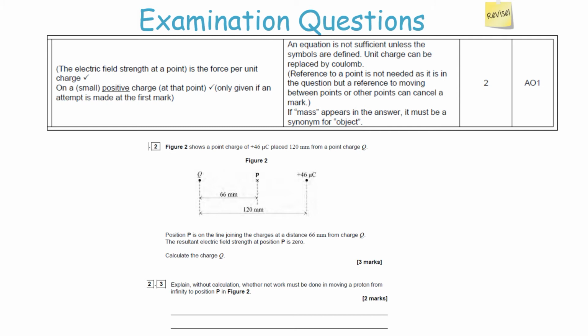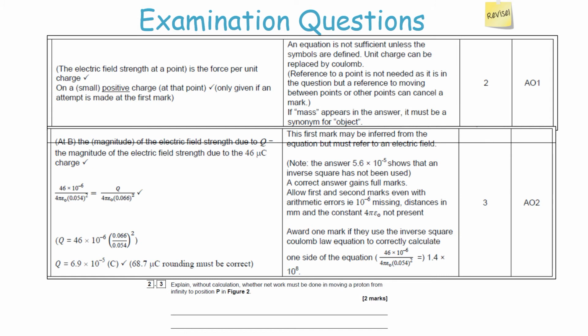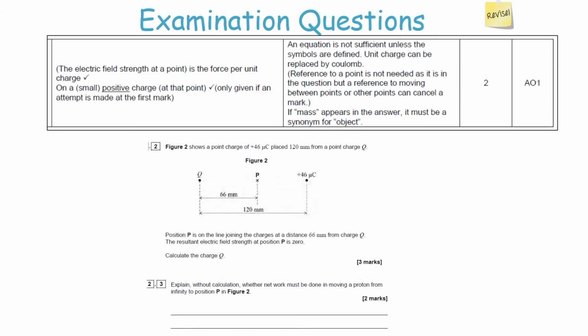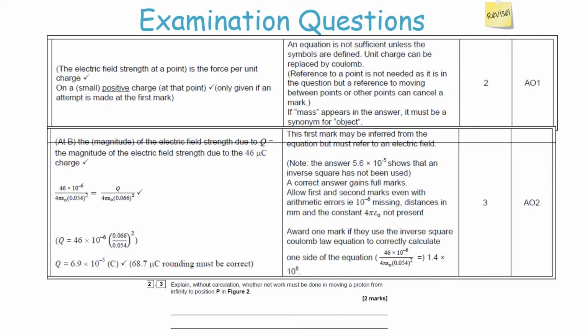Now what's r going to be? Well, it's going to be 120 millimeters minus 66 millimeters, because that's the actual distance of that charge from P. So it's going to be 0.054 meters. On the other side it's going to be Q, which we don't know, over 4 pi epsilon 0 r squared. Now r in this case is 66 millimeters, so we convert that to meters because we work in meters in A-level physics. So it's 0.066 all squared.